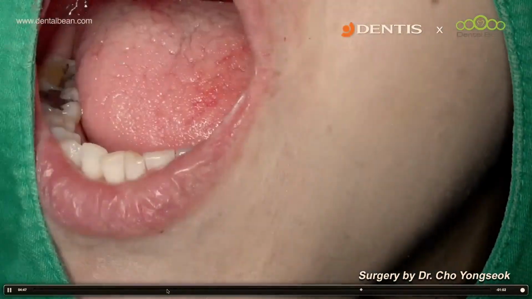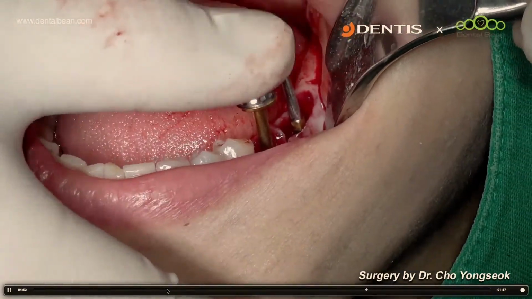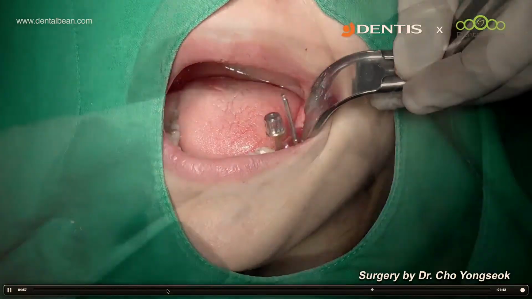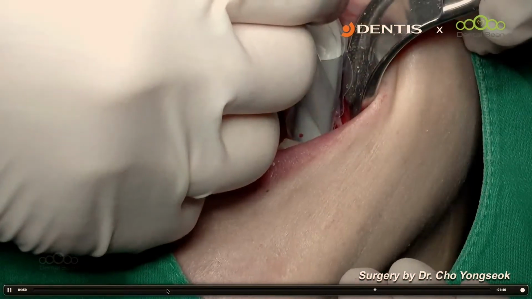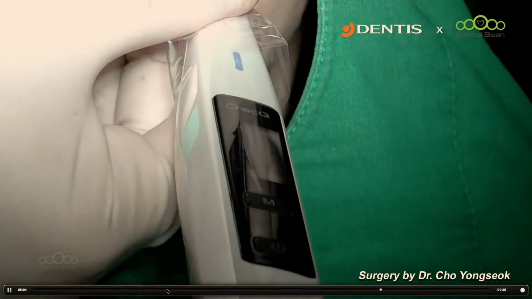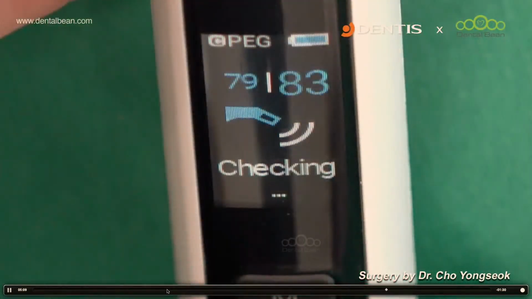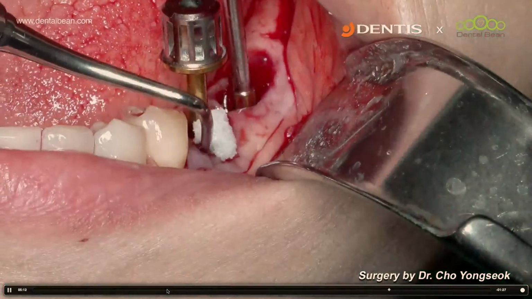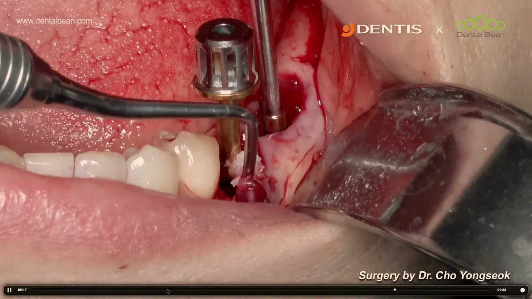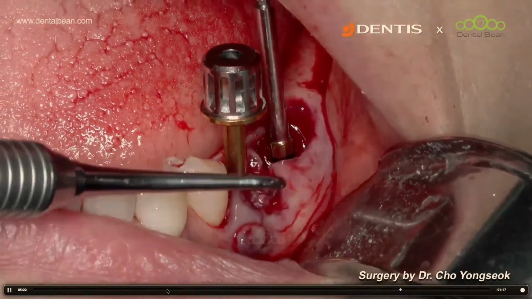Then I decided to graft at first molar site because buccal bone was lost. I controlled the path of implant slide lingually. Intrasocket bone grafting was done at the buccal bone missing site.